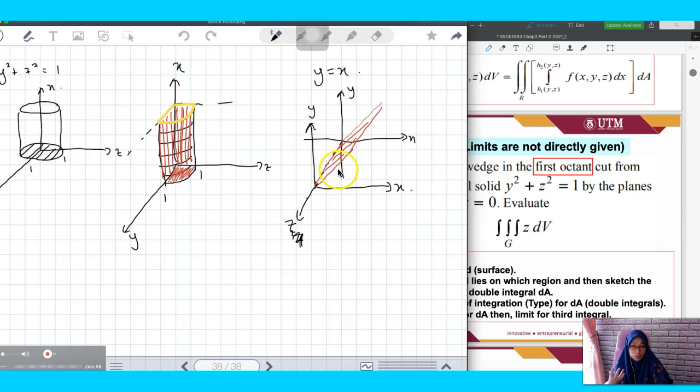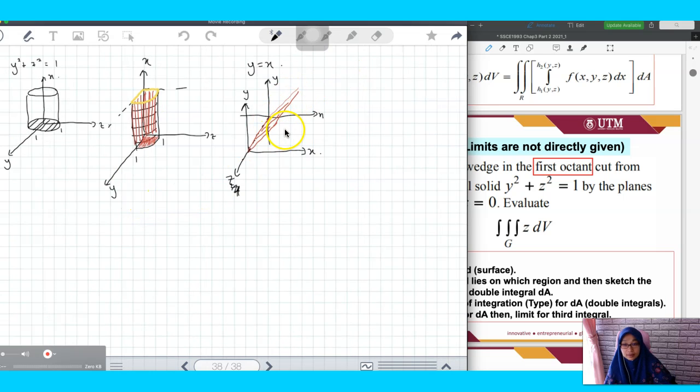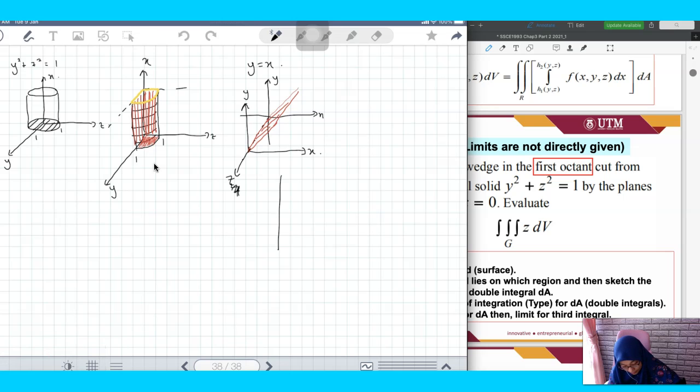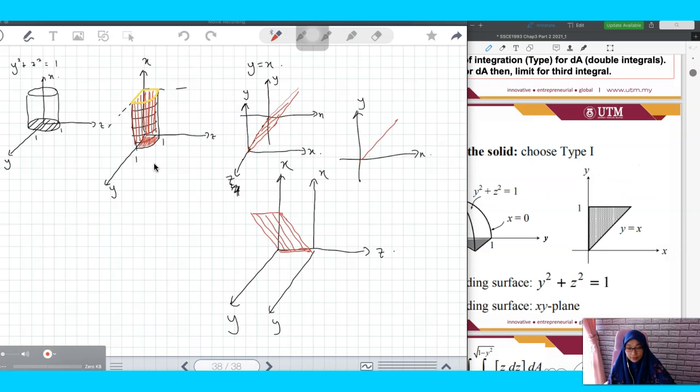For me, I will refer to this orientation, which means that I want to have X here and Z here and Y here. So I have to redraw the plane using this orientation. So I want to have X here, this is Y and this is Z. Okay, so if I change the orientation, now the plane is in this form. Actually, we have the same plane here but different orientation.